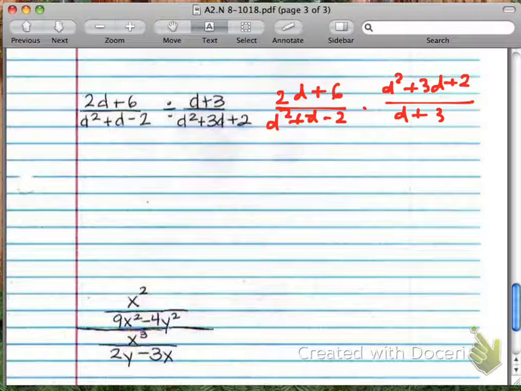Factoring. We're going to factor first, then reduce later. So what can I factor out of the first one? I can factor out a 2 there, and that's going to give me d plus 3 on the bottom. Do I have a GCF on the bottom there?